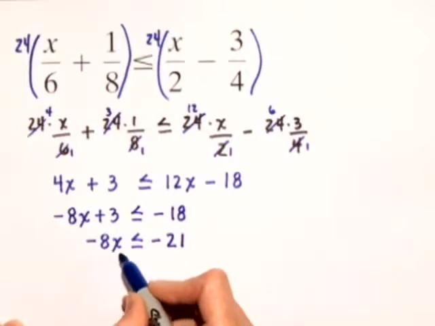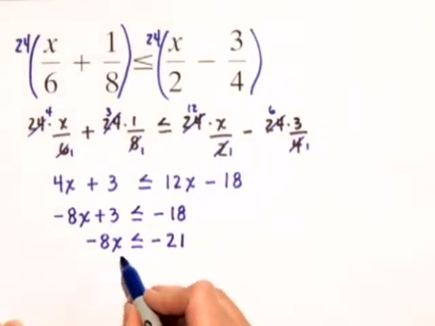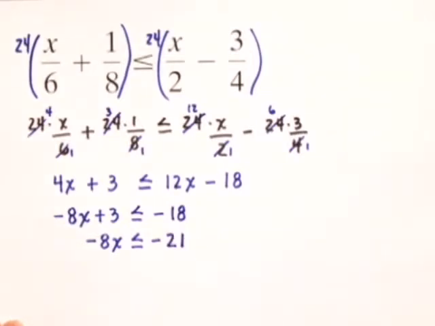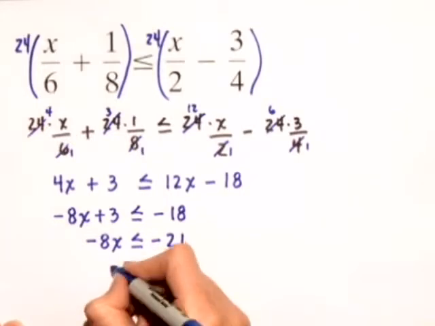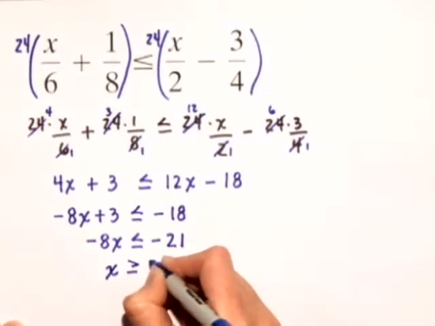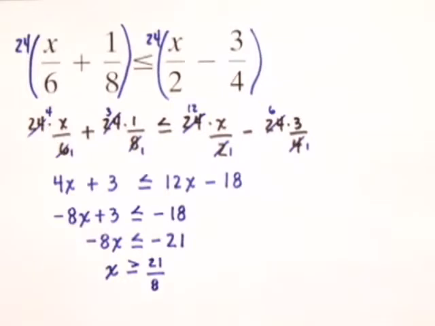Finally, we're going to divide both sides by negative 8. Remember, anytime you multiply or divide an inequality by a negative number, you reverse the direction of the inequality. So when we divide both sides by negative 8, x is greater than or equal to positive 21 over 8. Now, let's take a look at that on the number line.